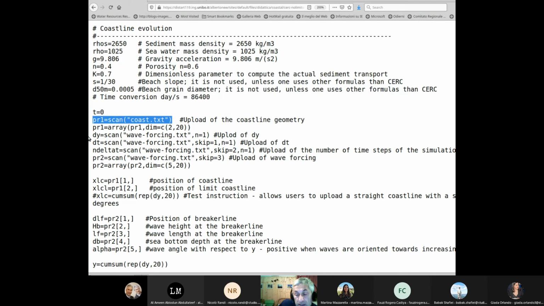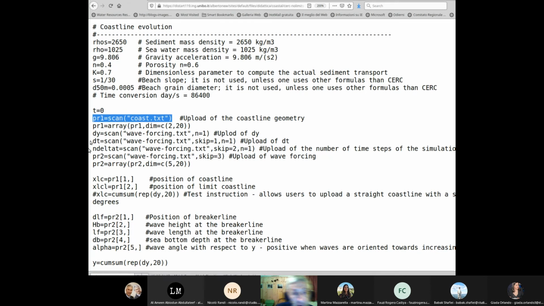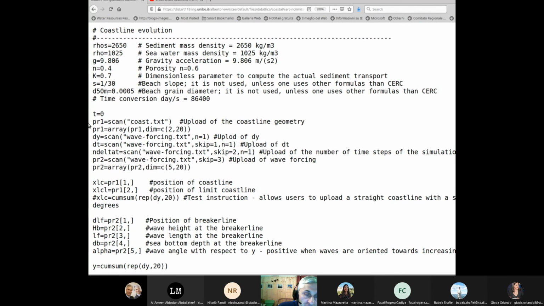So scan, as the name suggests, is probably a function to look into a file and upload what is inside the file. So first I need a file with the name coast.txt, and there is no comment on this, but it is the file of the coastline geometry. So we need to get the file of the coastline geometry and scan it. The file is on the website. Perfect.